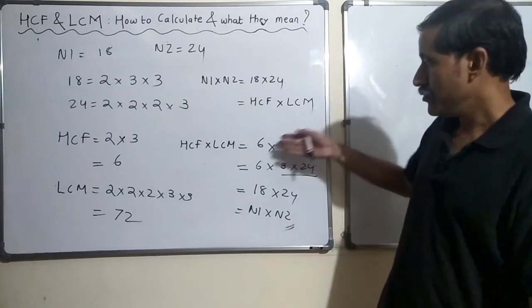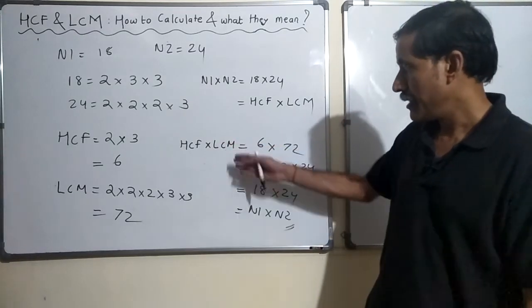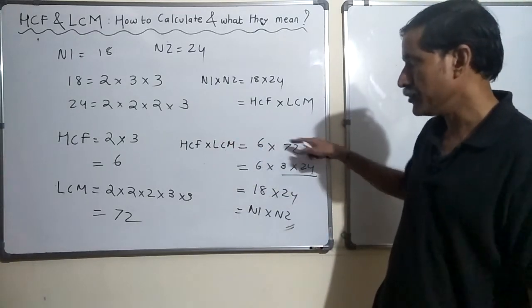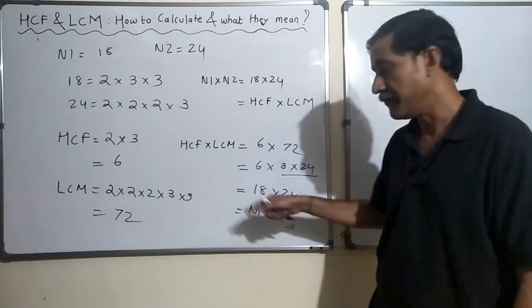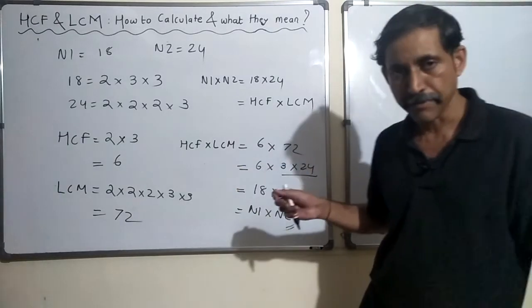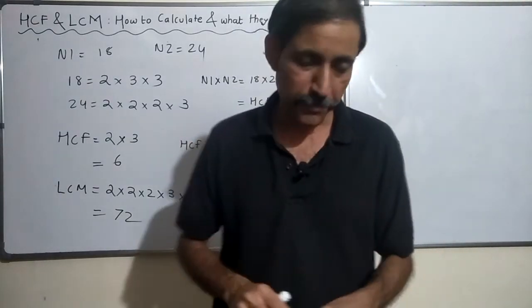So you multiply HCF and LCM, and that should be equal to the first number times the second number. You know the first number, so you divide this by the first number and you will get the second number. So that was one thing.